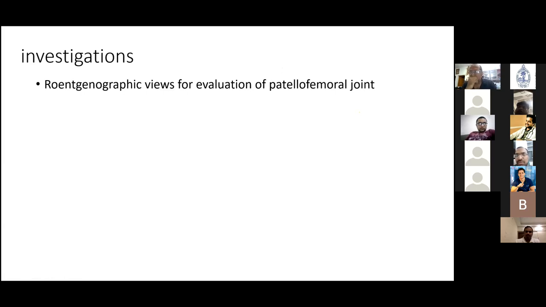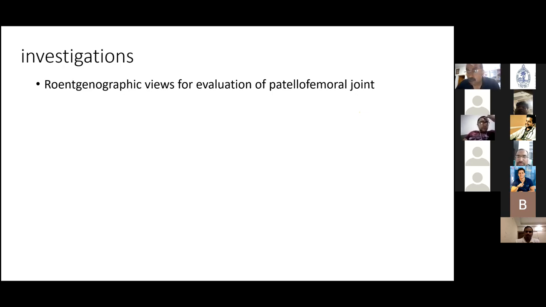In AP, we can see any osteochondral fractures, whether present or not. Then we can see the status of the patellofemoral joint, whether any arthritic changes are there. Then, you cannot look for the arthritis from the AP, right? From the AP, you can look for any fragmentation, or an osteochondral fracture that can be seen. You can get a bipartite patella and all that looked at in the AP view.